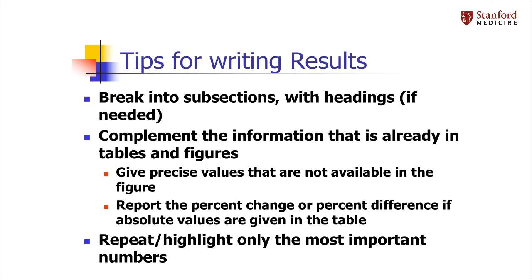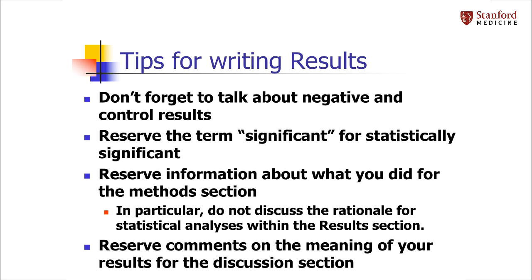For example, if your study is a randomized, placebo-controlled trial of a new drug to reduce blood pressure, then the main point of the study is to estimate the difference in blood pressure reduction between the drug and placebo groups. So that number probably belongs in the text. You want to highlight it. Don't forget that negative results are just as important as positive results, and if you have a control group, the most important comparison is the active treatment versus the control, so make sure you are highlighting that comparison in the results. Another tip, reserve the term significant to mean statistically significant, just to avoid any confusion.